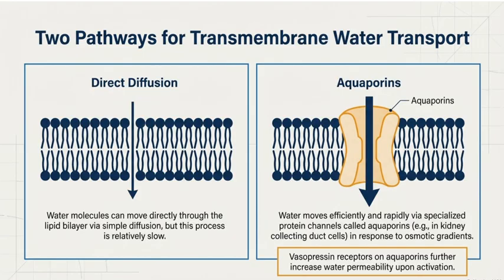Water crosses the cell membranes through two main pathways. First is direct diffusion through the lipid bilayer, which is relatively slow. Second, and more important, is via aquaporins, specialized water channels that allow the rapid movement. These are highly regulated. For example, vasopressin increases the aquaporin insertion in renal collecting ducts, enhancing the water reabsorption. So, clinically, ADH directly influences the water balance at the cellular level.